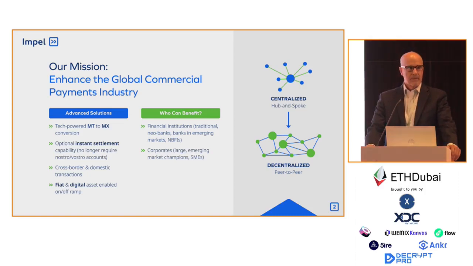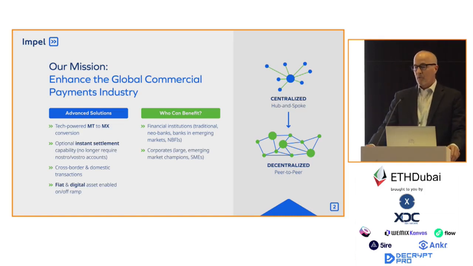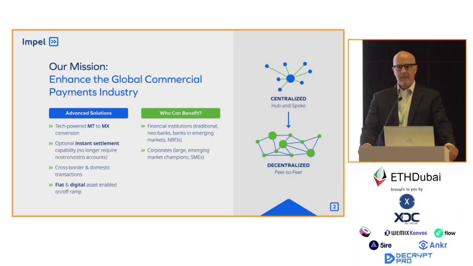You have the older MT type messages, which we're upgrading to the MX type, the new XML version. We offer instant settlement, so no longer nostro vostro accounts or the central bank to settle up at the end of the day. We have a way to convert fiat to digital assets and back again as on and off ramps. Who can benefit? Financial institutions such as neobanks, banks in emerging markets, traditional banks, and non-financial institutions, corporates, large emerging market champions, and SMEs.